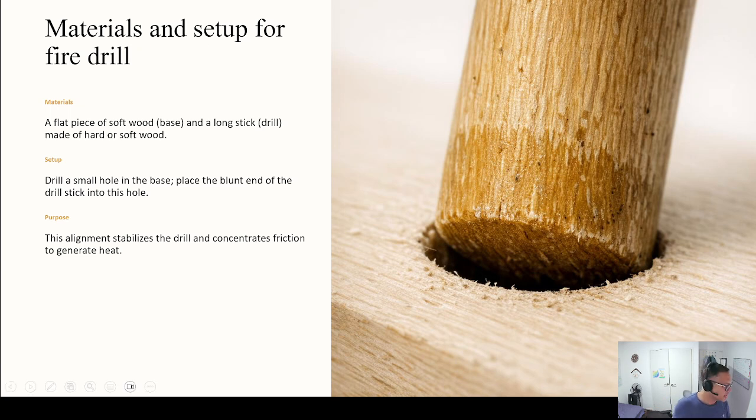So let's see. A flat piece of softwood is called the base, and a long stick is made of hard or softwood. So this is that long piece of wood. Drill a small hole first with the pointed surface, and then place the blunt end, which is the pointed end of the drill stick, into this hole.